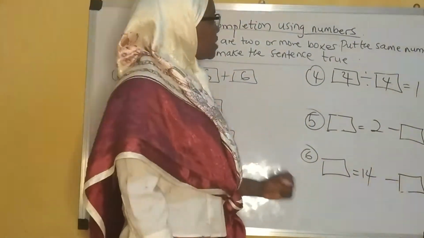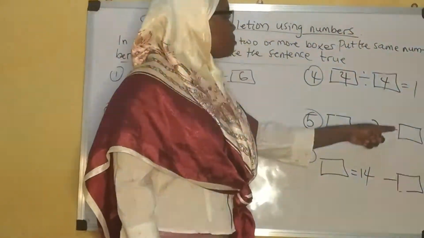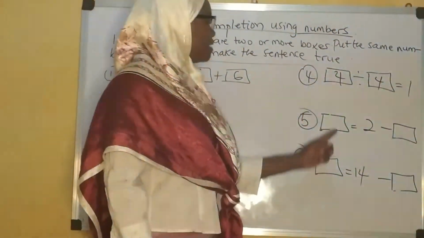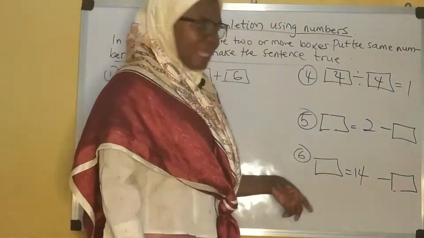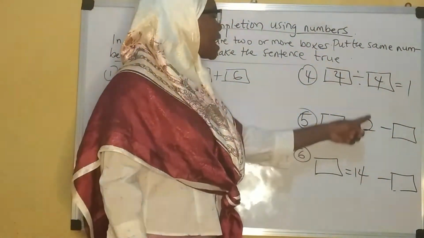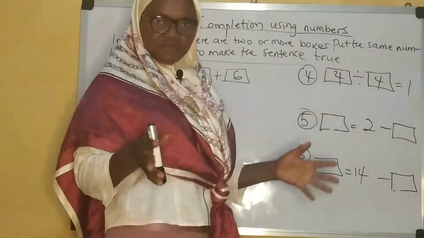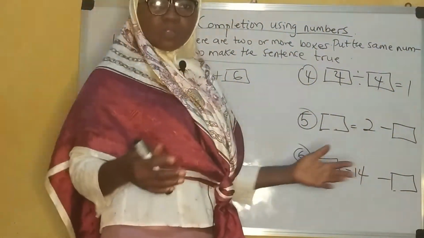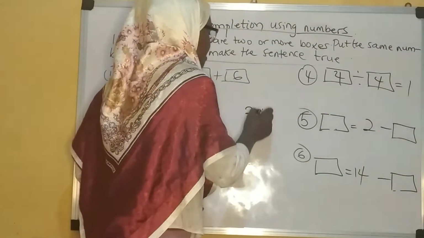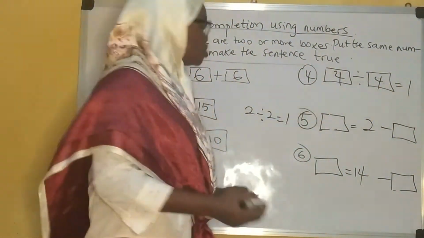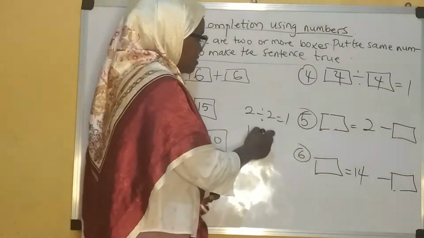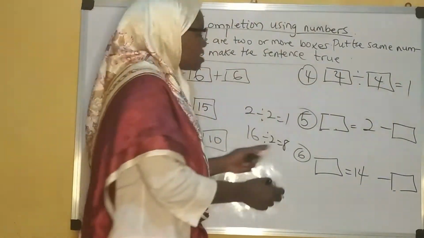Alright, look at this example here. I have a box here equals to 2 minus box. That is, what am I going to subtract from 2 that I'll still get that same thing? So I think what you just have to do to be on the safer side is just to ask yourself, is there any way I can divide this 2 into equal halves? Yes. How can I divide 2 into equal halves? That means I have to divide by 2. Do you understand? So if I divide 2 by 2, I'll get what? 1. Just like if I want to say 16 now, what am I going to do to get half of 16? That means I'll divide by what? 2 to get 8.